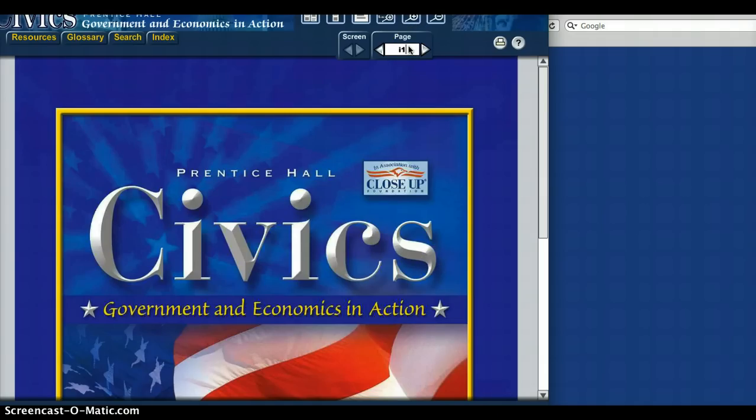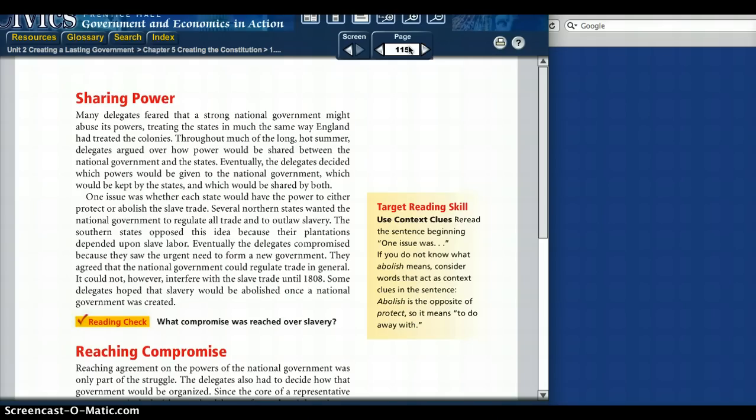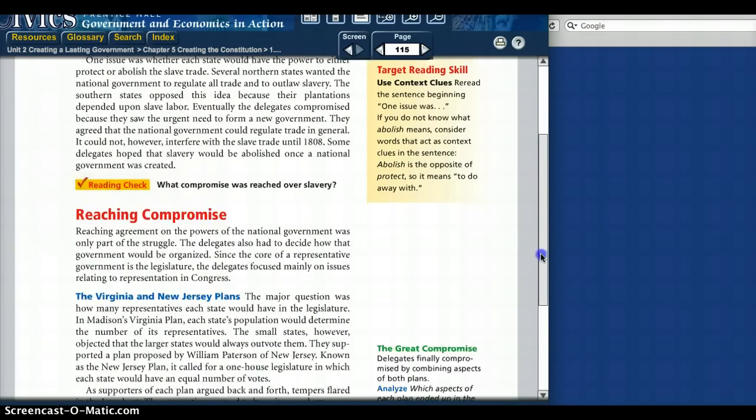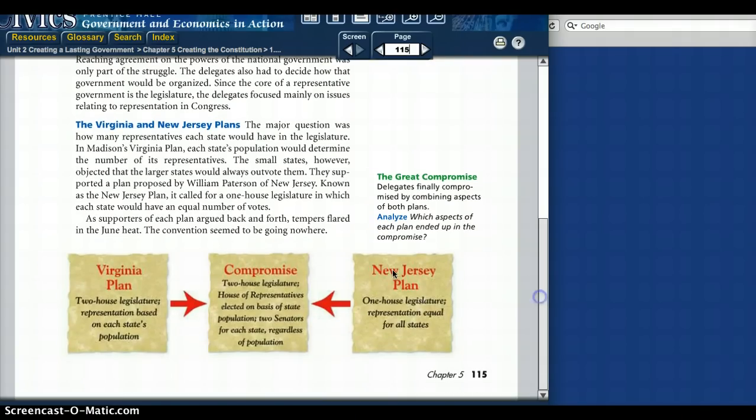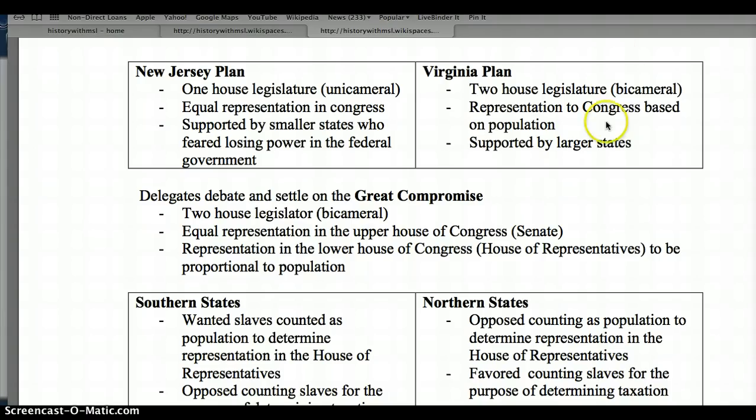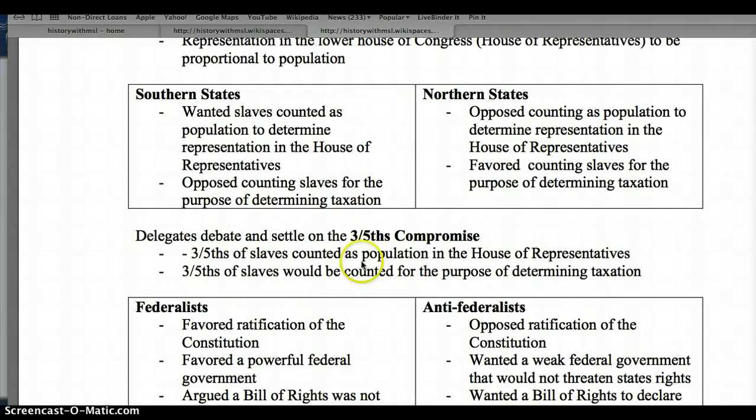So I'm going to turn to page 115. And down here it starts talking about reaching compromise. Here's the Virginia and New Jersey plans, and the book explains it. And then here in a nice little chart, the same thing like the notes that I already gave you. We have the Virginia plan, the New Jersey plan, and the compromise, which is the Great Compromise. See? Great Compromise.